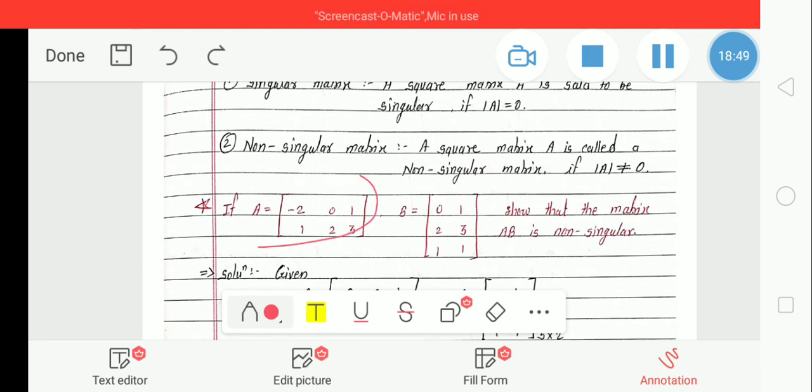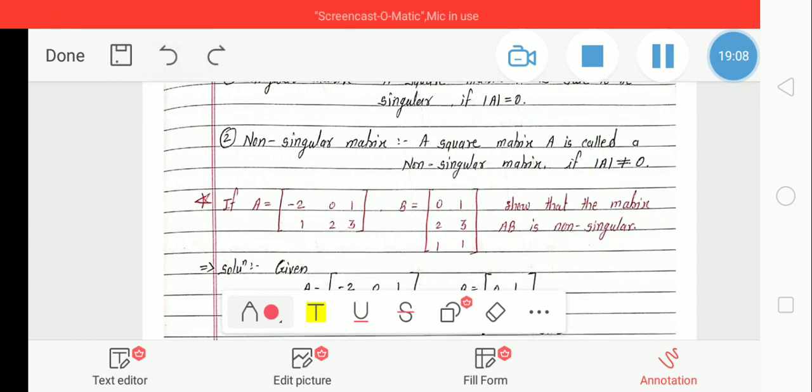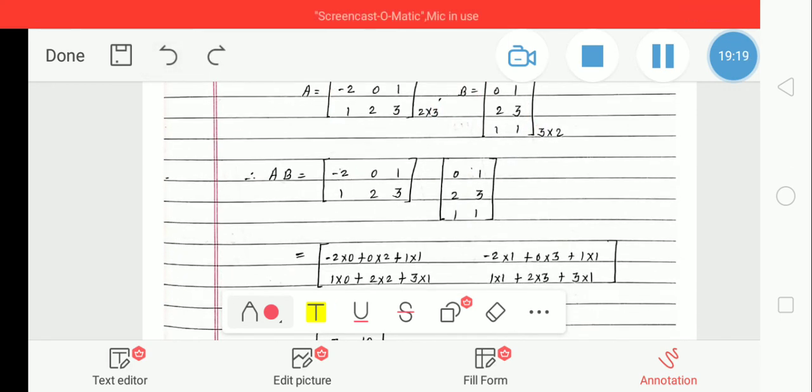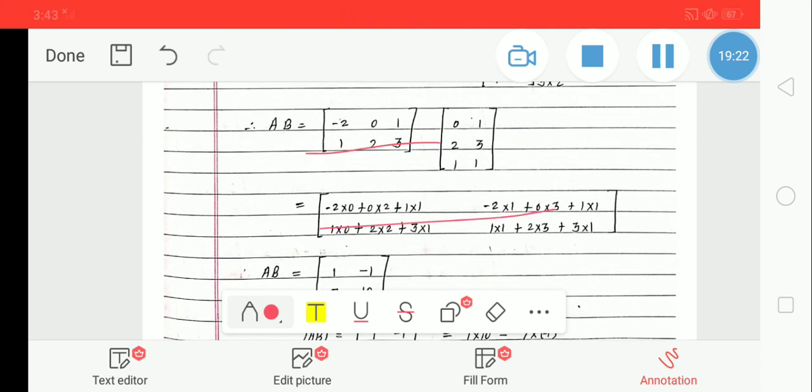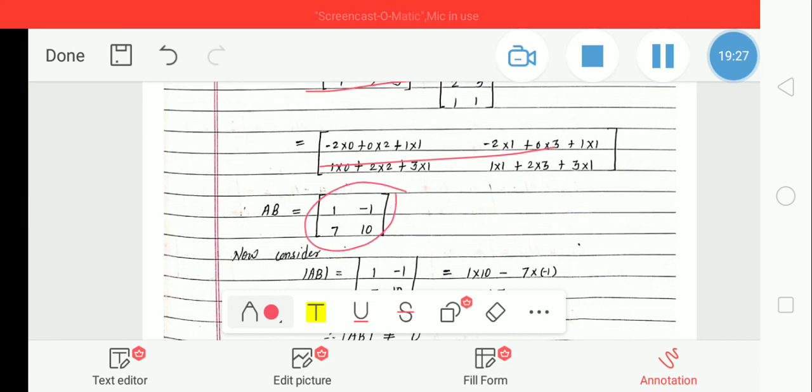Now this matrix A and this matrix B, show that the product AB is a non-singular matrix. Means AB का mod हमें not equal to 0 आना चाहिए, तब भी हम कहेंगे उसको कि AB is a non-singular matrix. Now just prove it: this is matrix A and this is matrix B. Here the columns are 3 and here the rows are 3, so it is easy to multiply. Now we multiply the matrices, so we get the AB matrix: 1, -1, 7, 10.